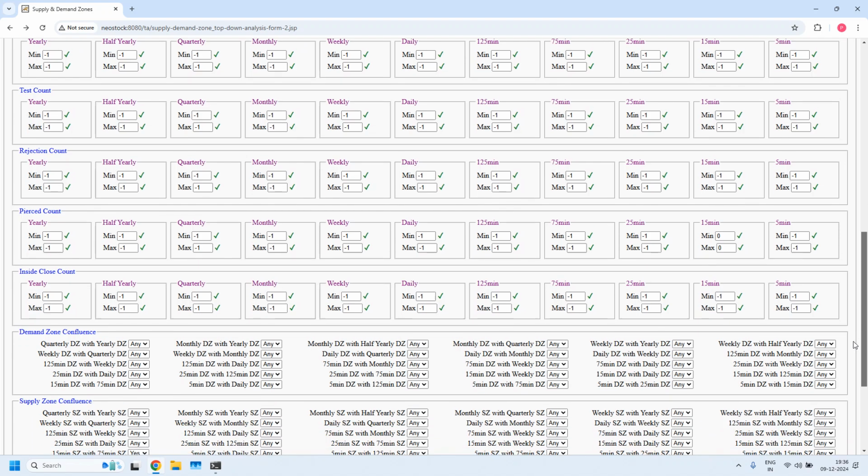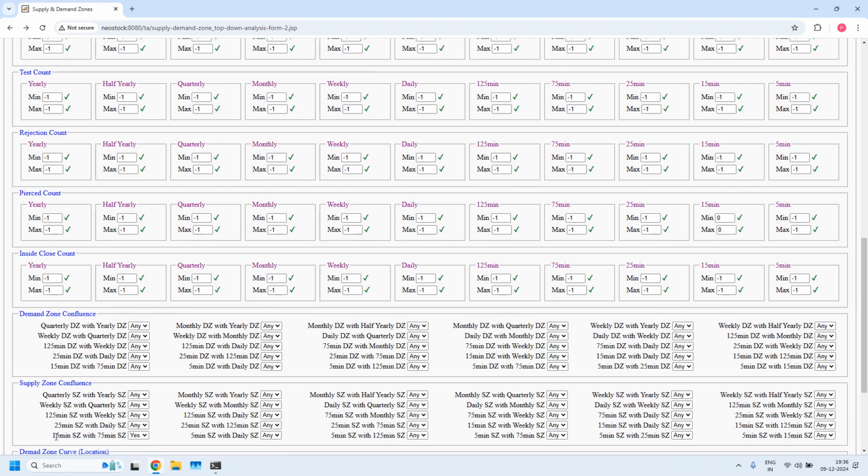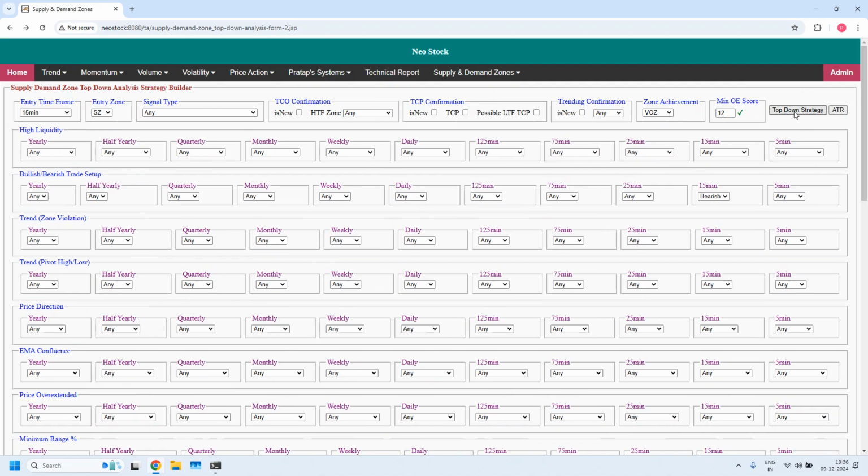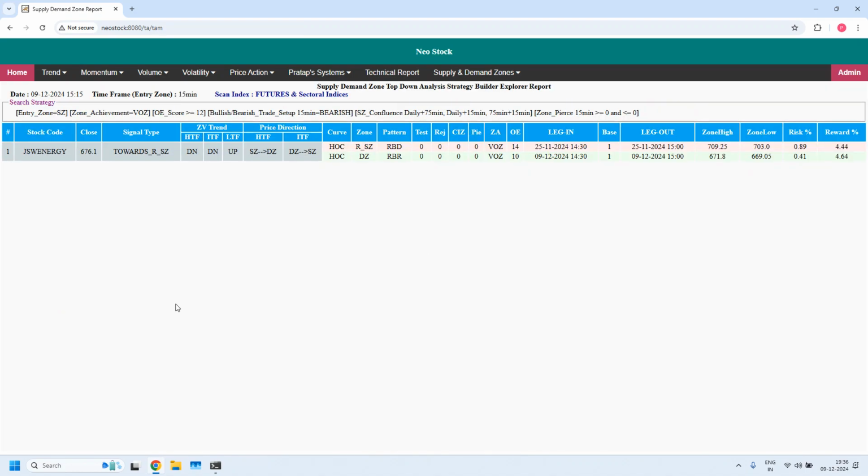Let's verify. In the supply zone confluence, the first filter is enabled. Second filter, 15 minute supply zone with daily supply zone confluence. Third filter, 75-minute supply zone with daily supply zone confluence. With all the three filters, LTF, ITF, HTF supply zone confluence, we got one stock. Very good. So in this stock, this 15-minute supply zone is part of the 75-minute supply zone, both together again part of the daily supply zone. And the zone is also a high liquidity zone.